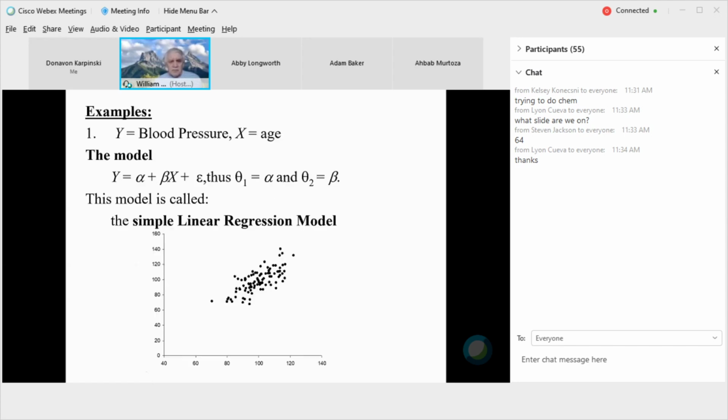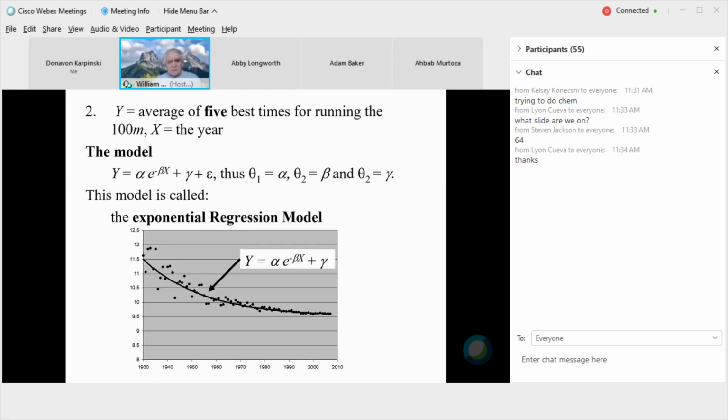Example. Suppose we have blood pressure and age. We'll assume a simple linear regression model. So this is the function of x, alpha plus beta x. It's a linear function. That's a simple linear regression model. That'll be appropriate if the data is falling roughly about a straight line. The line is alpha plus beta x. We don't see that. We just see the data. We want to estimate alpha plus beta x.